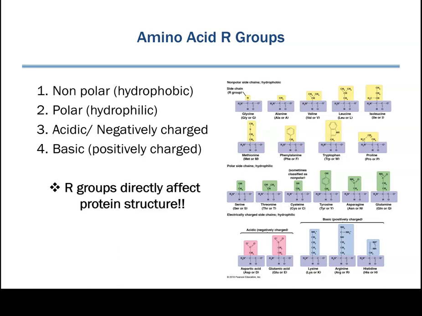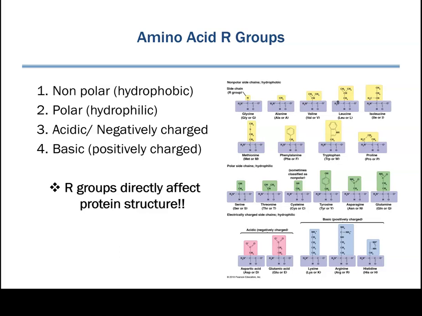Now, the different R groups have different categories or types of properties. We've got some that are nonpolar, which means they're hydrophobic. They're not going to interact well with water. They might interact well with each other, but they're not going to interact well with water or other polar molecules. And then we've got the polar or hydrophilic R groups. Those are going to interact well with water.